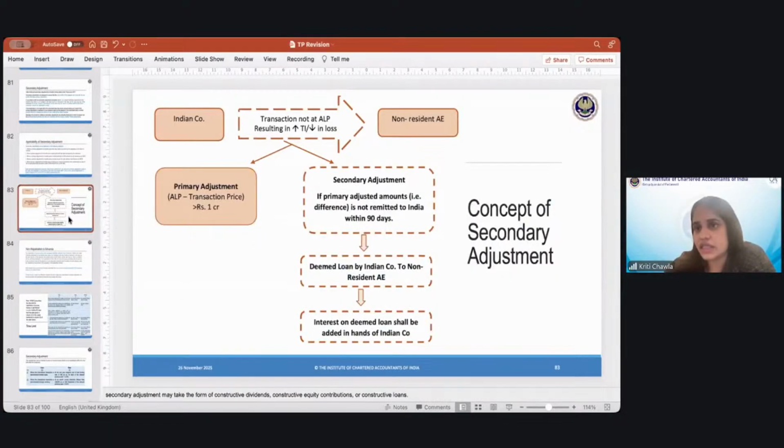But generally it is 90 days, that this should be remitted within 90 days. What if it is not remitted? Well, this is where the Indian law basically says that if the amount is not remitted, then we'll just presume that the Indian company has given a loan to the outside entity, to the non-resident AE.